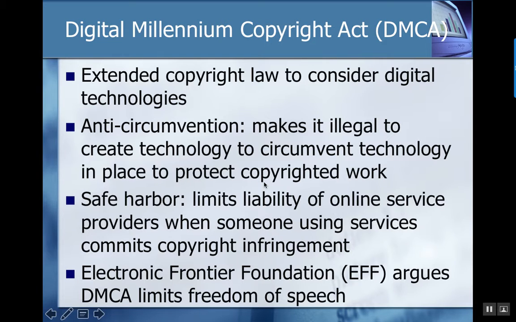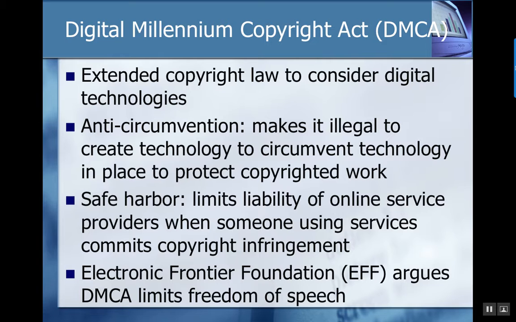A couple other pieces of the DMCA are of importance. Safe harbor limits the liability of online service providers when somebody using their services commits copyright infringement. If you are an online service and somebody is using your service to commit infringement, the provider of the online service is not necessarily bound. It's the person committing the copyright infringement, not necessarily the online service, that can be held liable.